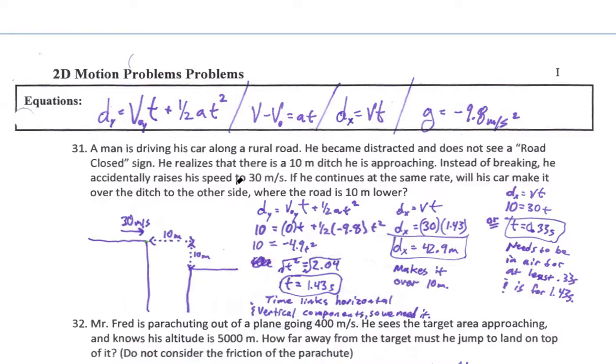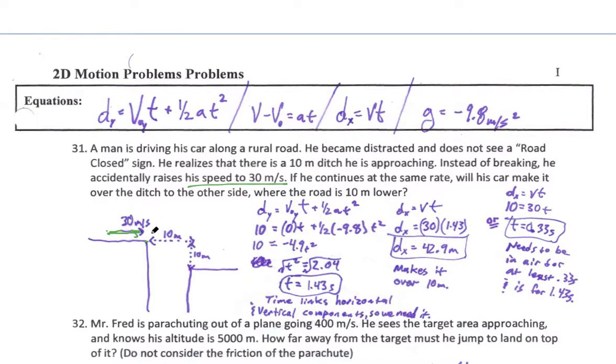Instead of braking, he accidentally raises his speed to 30 meters per second. Bad move. Don't know how that happens, but that's what I got going on here. This is from raising his speed to 30 meters per second. So that means the moment he leaves this cliff or bridge or whatever the heck it was, this road, he is going at 30 meters per second. He can't slow down. He can't speed up once he's already in the air.